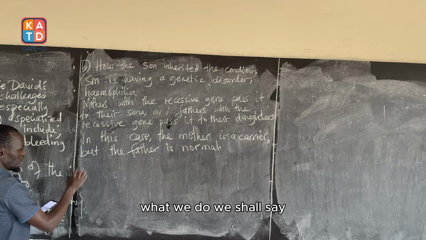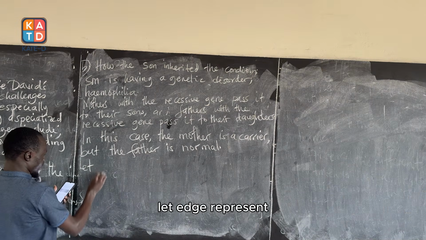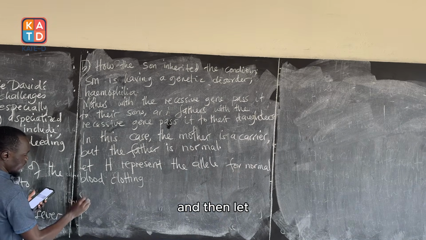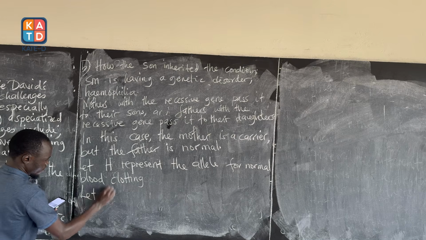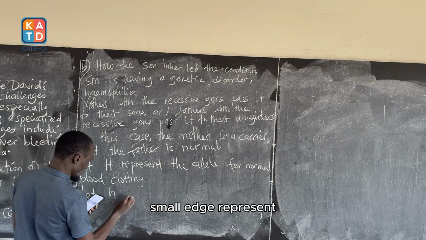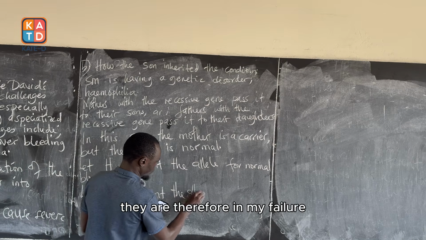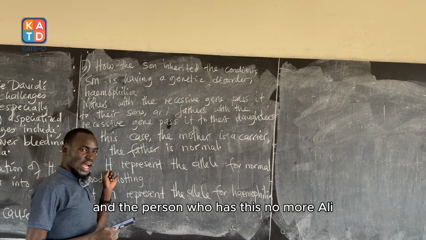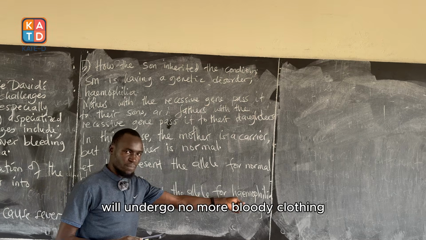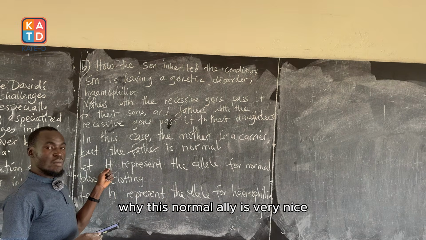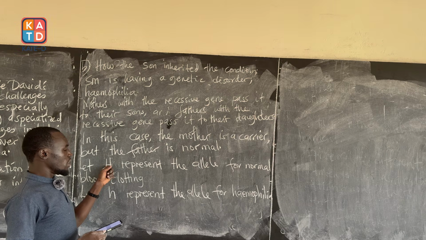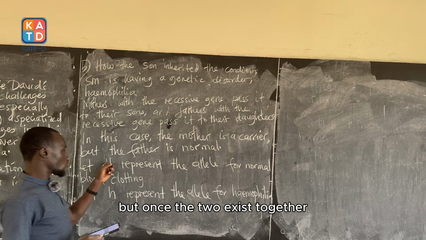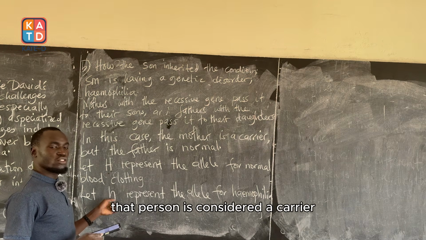We shall say, let H represent the allele for normal blood clotting, and let small h represent the allele for hemophilia. In this case, this capital H is the normal allele, and the person who has this normal allele will undergo normal blood clotting. Why? This normal allele is dominant. In the presence of the normal allele, the allele for hemophilia will be suppressed. It will not be manifested. But once the two exist together, that person is considered a carrier.